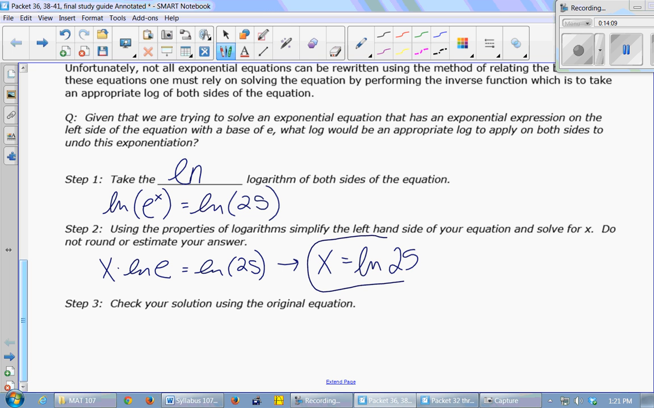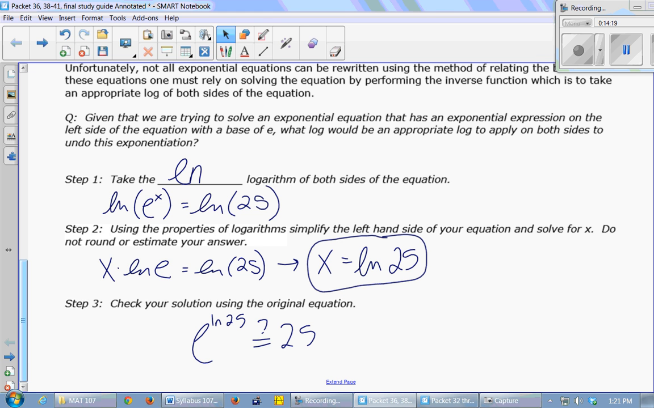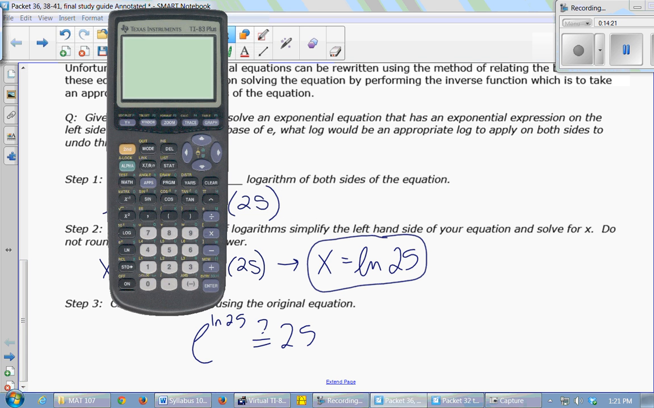And we should check, right? So in my check, e to the ln of 25 should give me 25. Just replace the x with the value, and I'll have my calculator do it. Okay, so if I type in the ln of 25, that's my x value. And then I want to raise e to that. So I'll do second e to the previous answer, and I get 25.